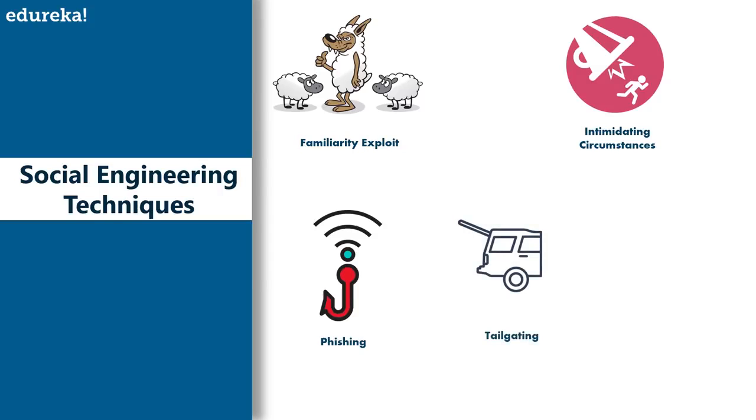Now, the next form is tailgating. This technique involves following the users behind as they enter restricted areas. As a human courtesy, the user is most likely to let the social engineer inside the restricted area.